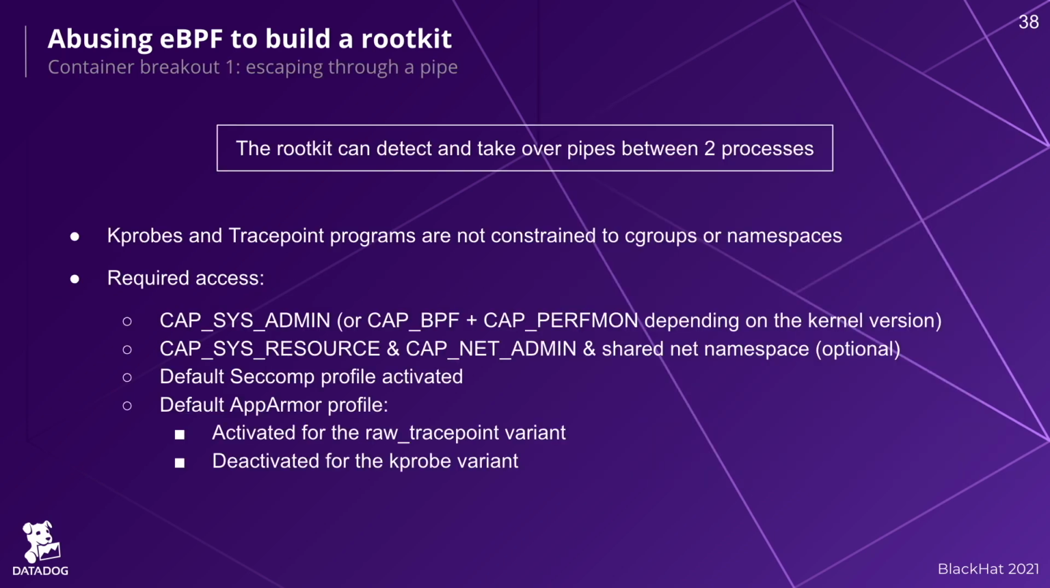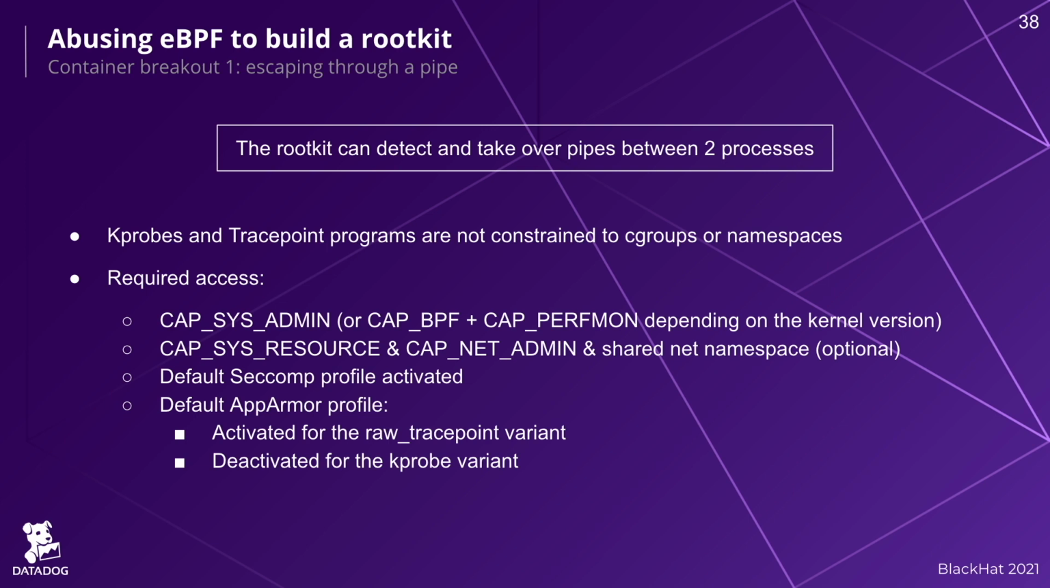All right, let's move on to our container breakouts. This first container breakout works because the rootkit can detect and take over pipes between two processes at runtime. We have two variants of this breakout, and we can do this either with kprobes or tracepoints. The reason this breakout works is that kprobes and tracepoints are not constrained by namespaces or cgroups. So if you successfully load a kprobe from a container, and with this kprobe you can trick a user space program into executing code, then you essentially have found a new container breakout.